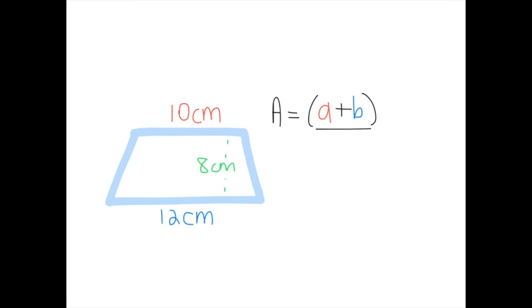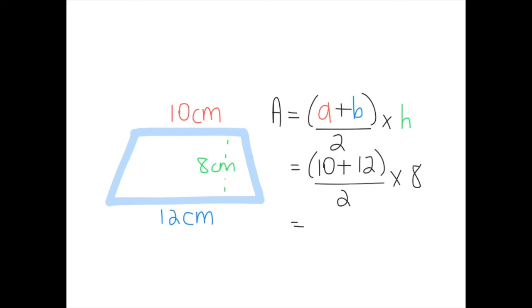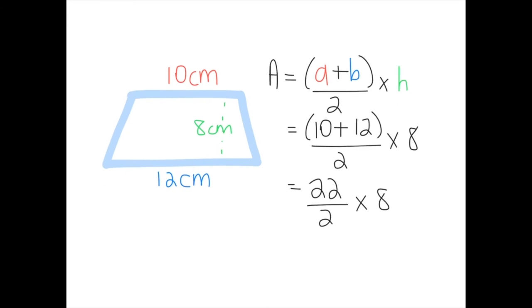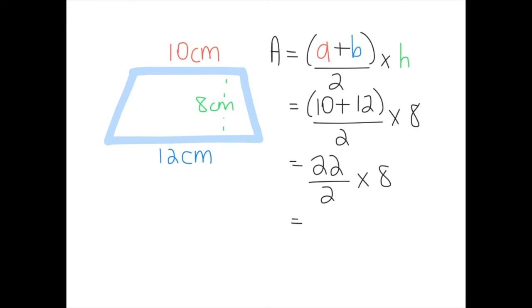Let's say that this one is 10 centimeters and this one is 12 centimeters, and the height, say 8 centimeters. A equals a plus b divided by 2, and that is times the height. So in this case, it's going to be 10 plus 12 times my height of 8. 10 plus 12 is 22 divided by 2, still times by 8. 22 divided by 2 gives me 11, still timesing by 8, and that leaves me with 88 centimeters squared.